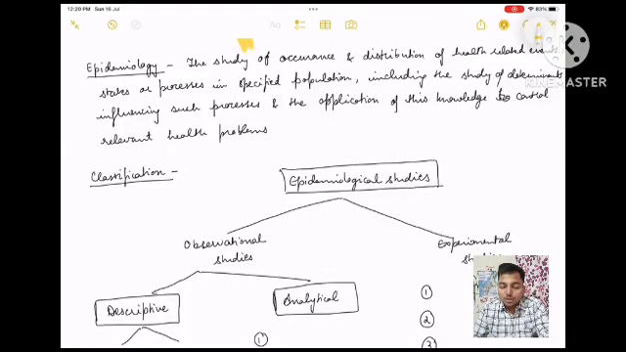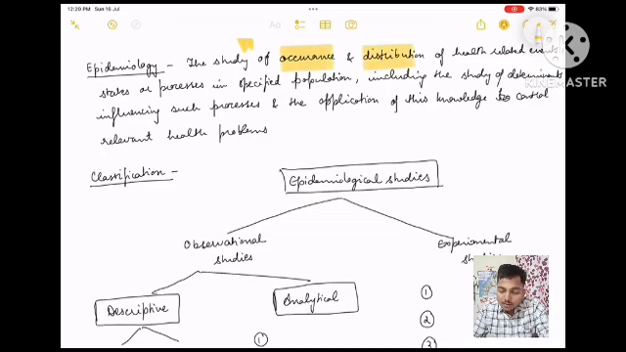Hello friends, today we'll be talking about a very important topic in community medicine, that is epidemiology. We'll be dealing with a long question today, which is: define epidemiology, classify epidemiological studies, then tell about the aims and uses of epidemiology, and discuss the tools of measurement. So to begin with, we start with the definition.